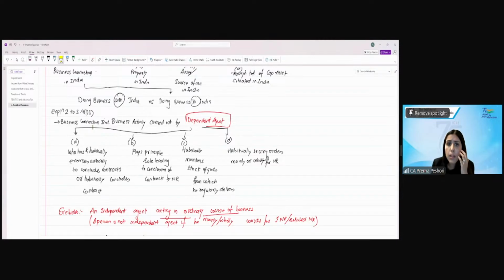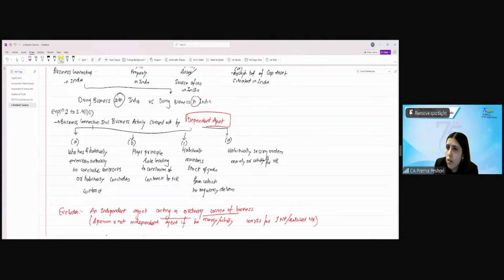So let's say, for example, you may say that no, our agent doesn't have any authority to conclude the contract. Fine. If the agent doesn't have authority, but he's doing everything else, he's negotiating, he's identifying the customer, he's deciding the prices. It's just that he's not formally signing the contract. It doesn't mean that there is no business connection in India. There is still business connection in India because your agent is doing all the activities for you. It's just that you are not concluding the contracts. It will still result in the business connection.